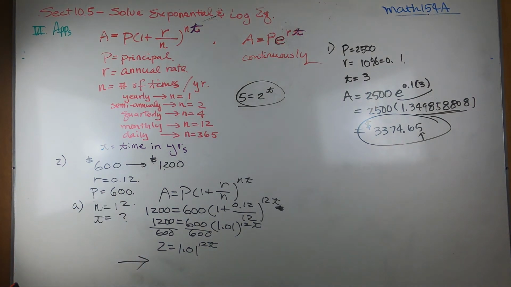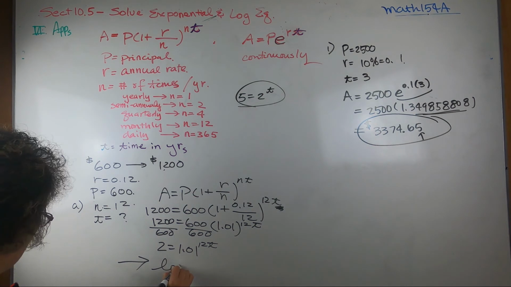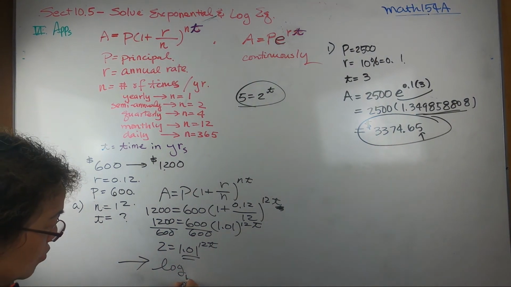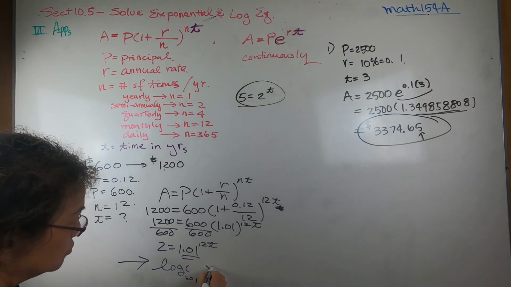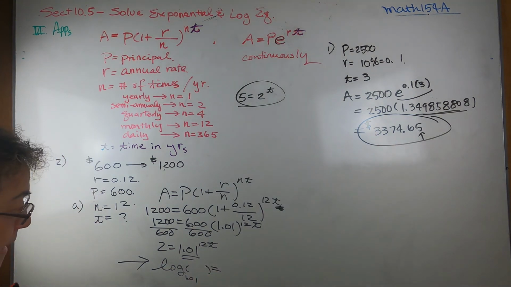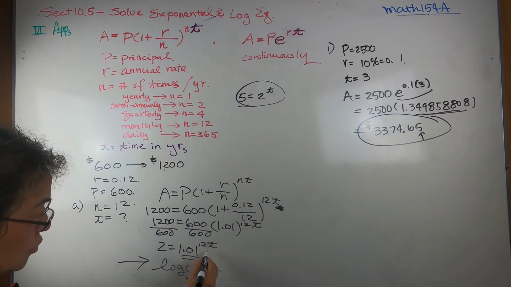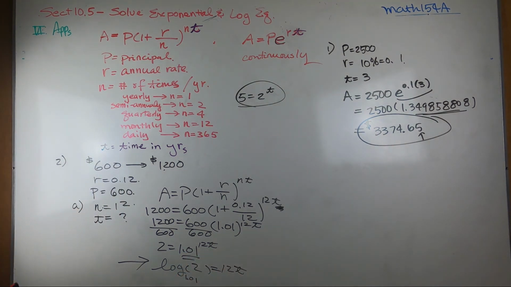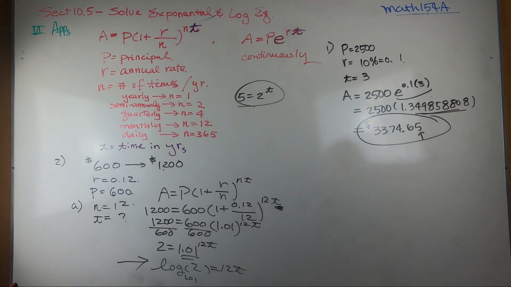How do you write a log? You have to do that hooking thing, right? Log base what? That's your base, right? 1.01. What do you put inside? What do you put outside? So you hook it to 12t. It's 2, right? Then how do you find your t?